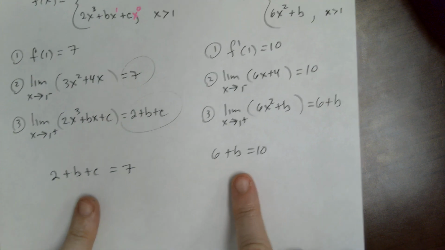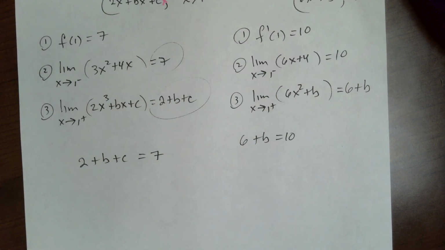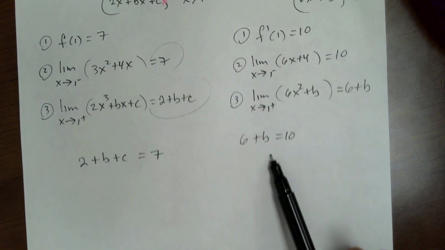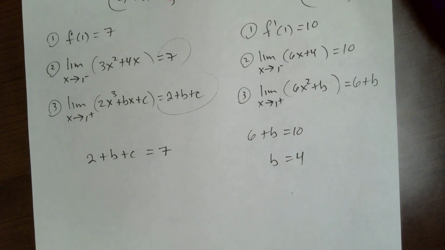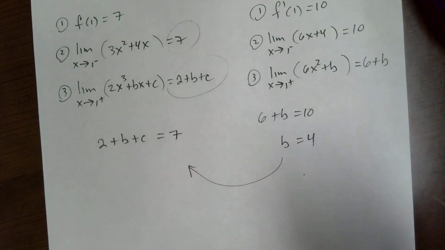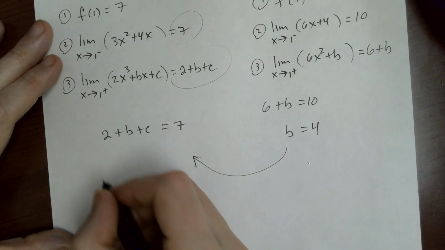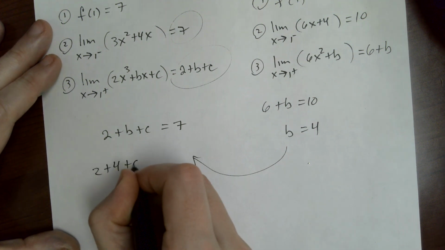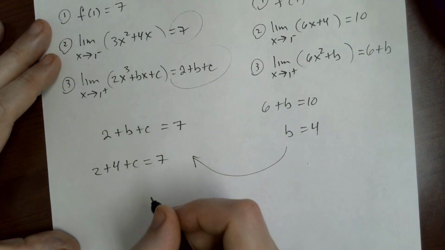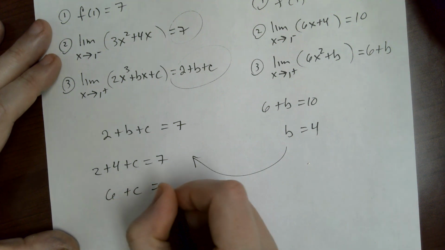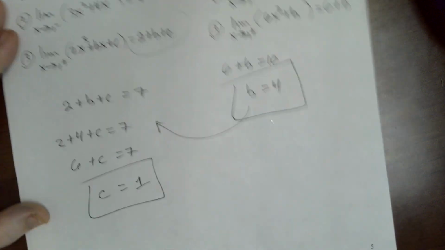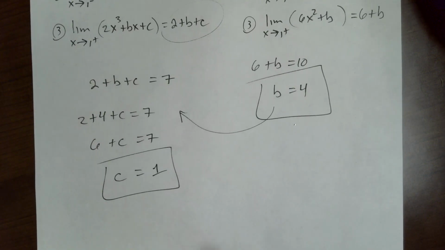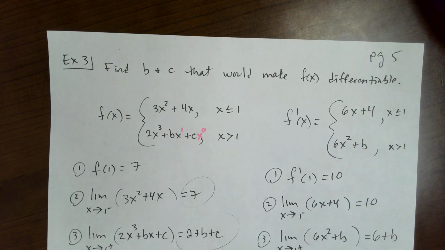Okay, so you look at your 2 equations. Is there one of them that you could just outright solve for a variable in? And yes, this one. So if you just subtract 6 from both sides, you get b equals 4. And then you plug that in there, and you could get c. So 2 plus 4 plus c is 7. 6 plus c is 7. c is 1. Okay, so b is 4, c is 1, and then that would be a differentiable function.